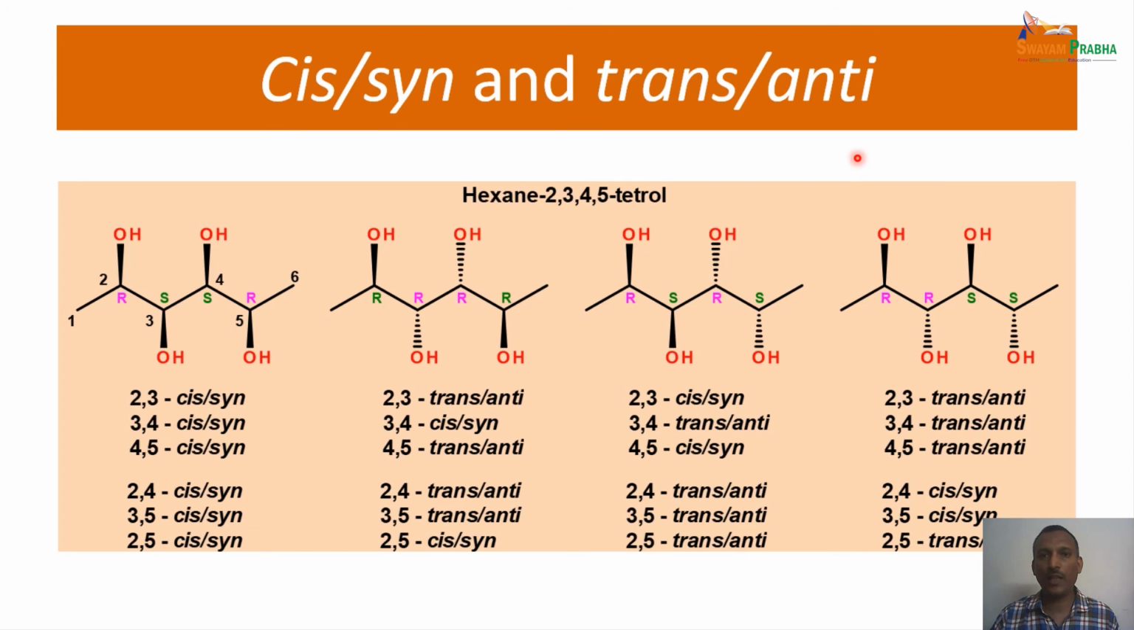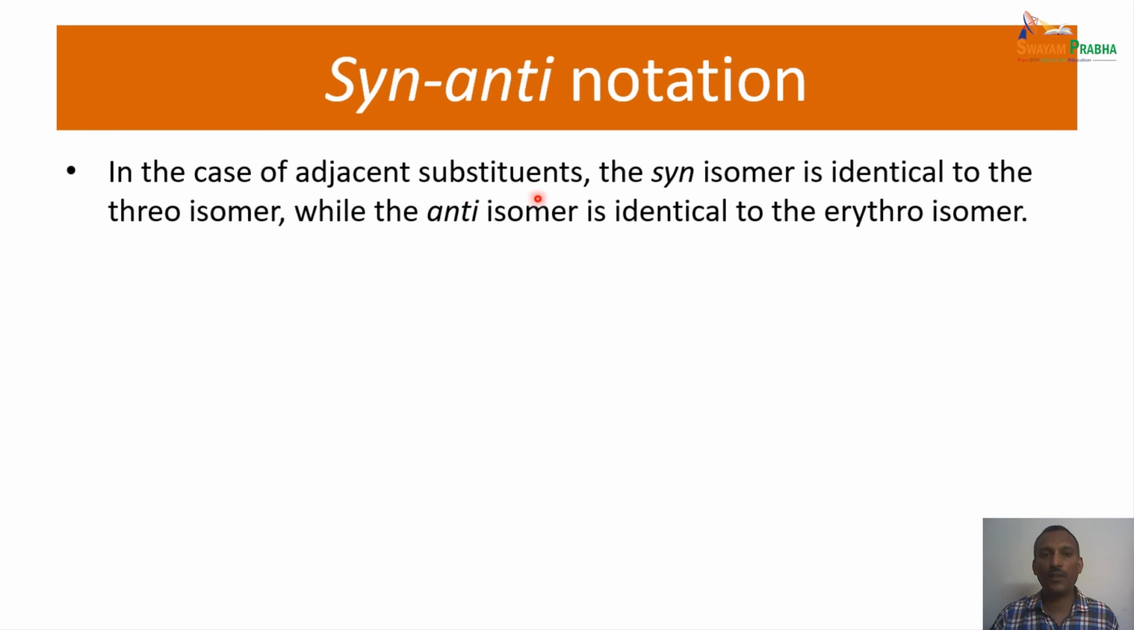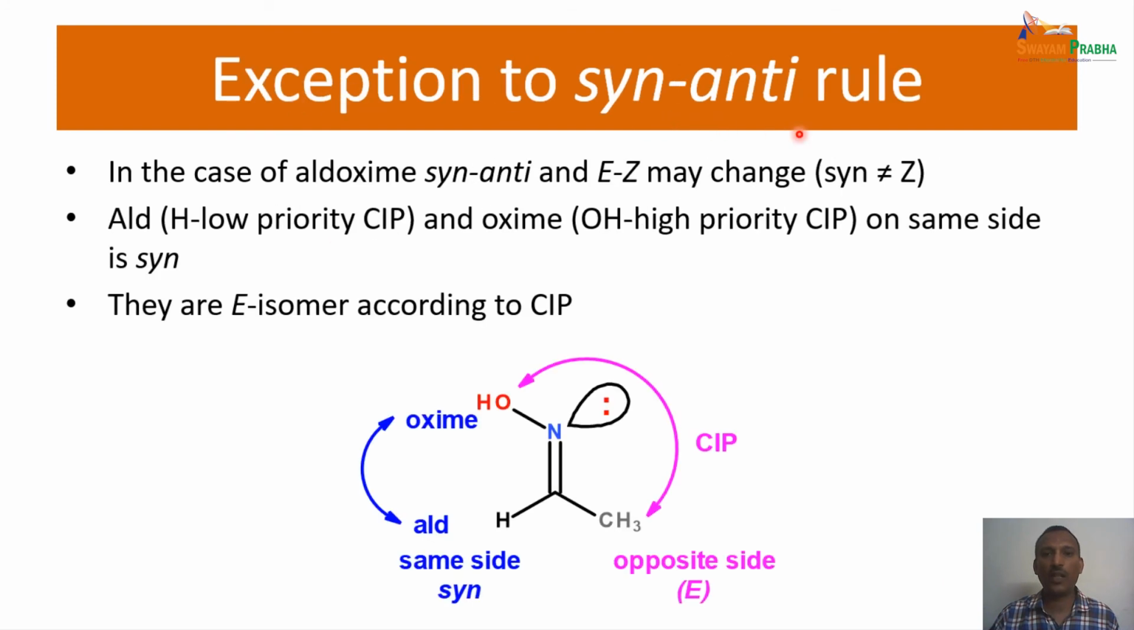So from the 3D representation, we have actually seen how the cis and trans isomers, or syn and anti isomers, can be represented. So in the case of adjacent substituents, basically the syn isomer is identical to the threo isomer, while the anti isomer is identical to the erythro isomer. This erythro-threo is generally used in carbohydrate chemistry. There are certain exceptions to the syn-anti rule.